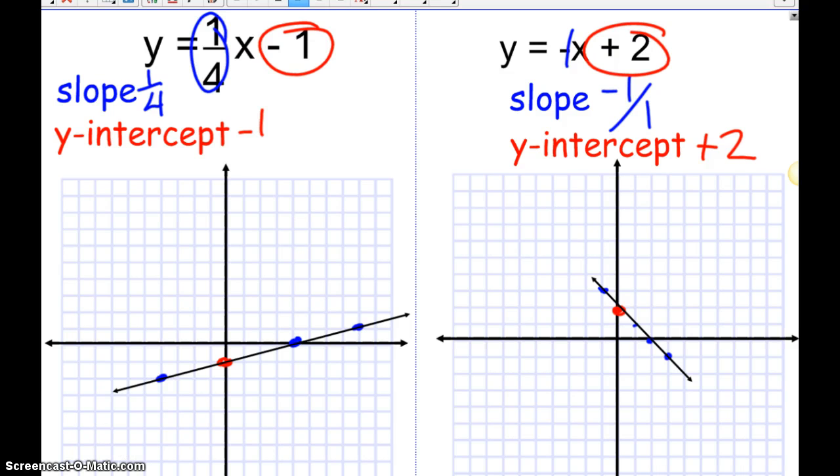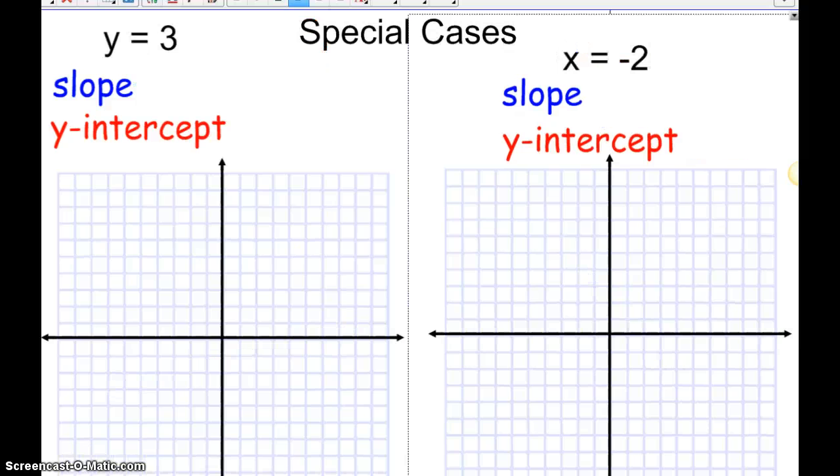Let's try 2 last ones. These are special case ones. Here are my special cases. y equals 3 and x equals -2. I don't even see any x's in y equals 3. Where did they go? Because I know it should look like y equals something x plus something. Well, there isn't an x, so what must have been there? Yeah, a 0 makes that go away.